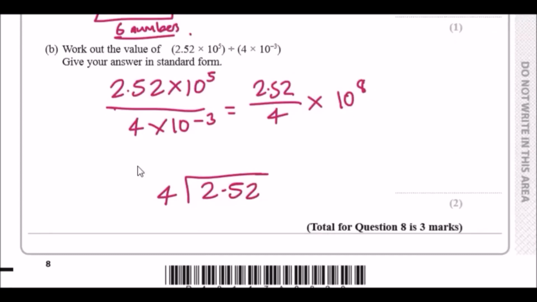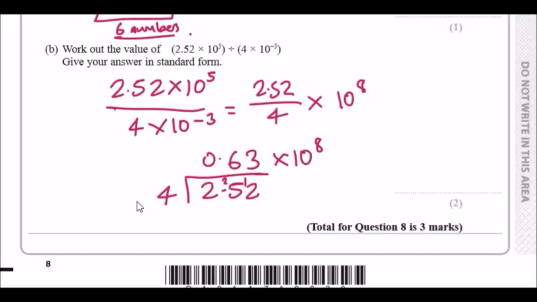So 4 into 2, we cannot do. It goes 0 times, carry the 2. 4 into 25 goes exactly 6 times because of 24, remainder 1, and 4 into 12 goes 3. So alas, we now have 0.63 times 10 to the power 8.